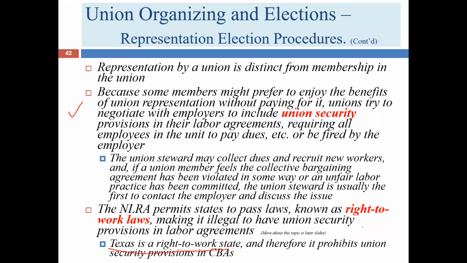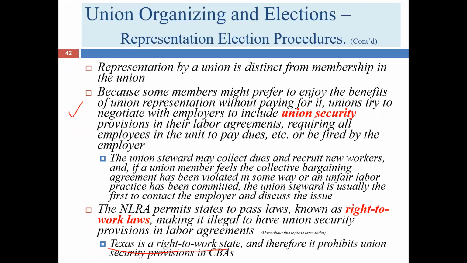And if you're a right to work state, like Texas, it would be unlawful to have a union security provision in your contract. Typically, states in the southern part of the country are right to work states, and more northern states are usually union security states. And generally, union security states are the states that have more union activity, probably for pretty self-evident reasons.